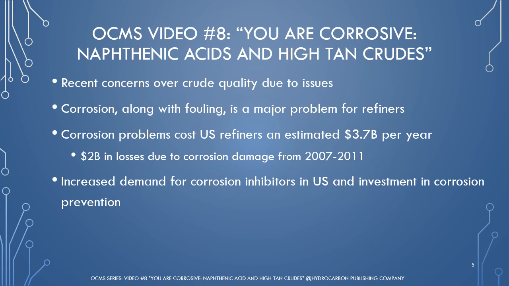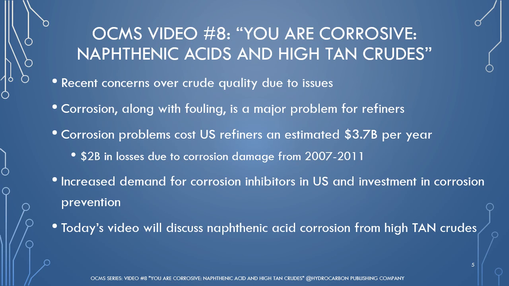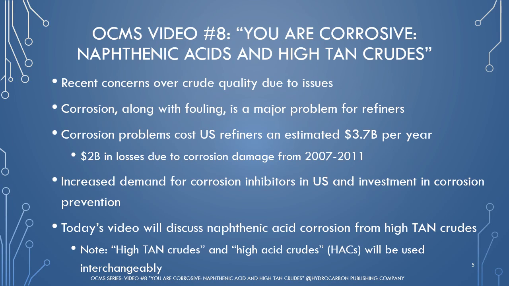This seminar will discuss corrosion caused by naphthenic acids in high-acid crudes, or HACs. Our previous video, A Lot of Problems: Fouling and Corrosion, Part 2, Corrosion, discussed corrosion in distillation towers caused by crude contaminants and sulfidic acids. For all intents and purposes, the terms high-TAN crudes and high-acid crudes will be considered synonymous and will be used interchangeably in today's discussion.